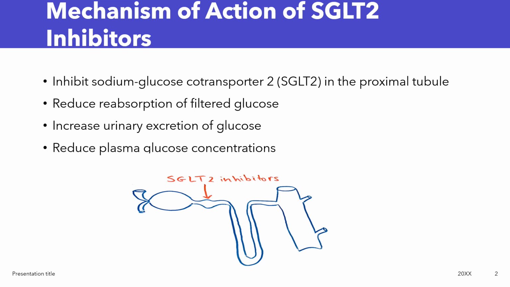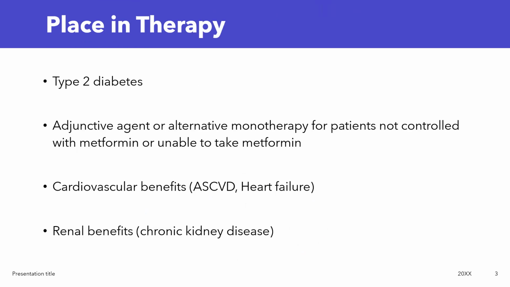And what does that do? Then that leads to a reduction in plasma glucose concentration. And that's how they help patients with type 2 diabetes. Let's talk about their place in therapy. So we've already mentioned that SGLT2 inhibitors can be used in patients with type 2 diabetes. So they can be used either as an adjunctive agent or as alternative monotherapy for patients who either cannot be controlled with metformin alone or are unable to take metformin.